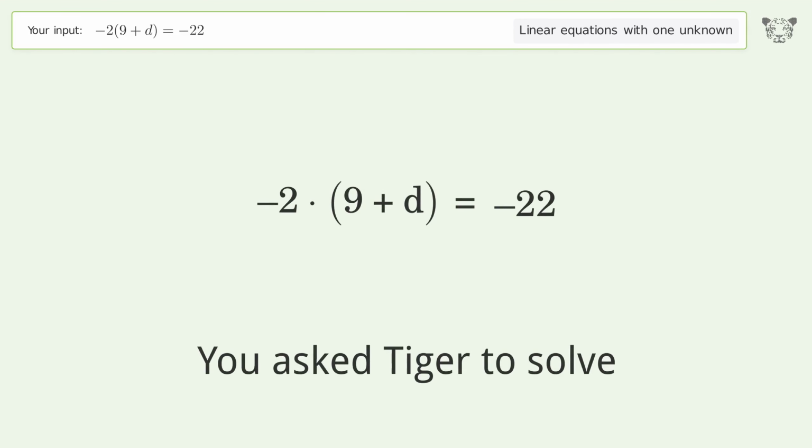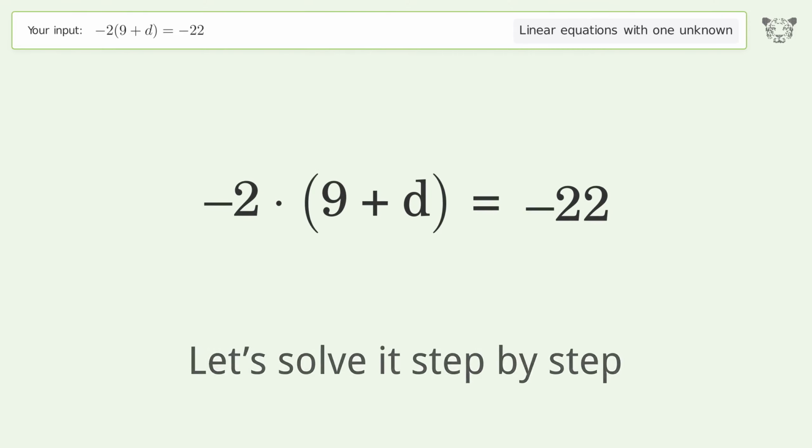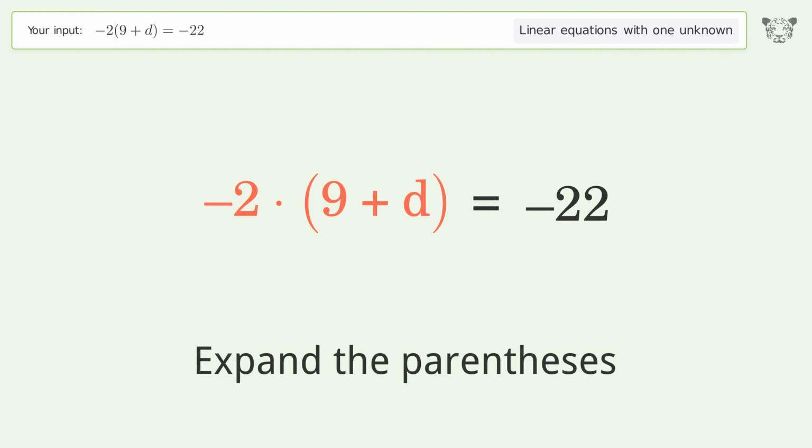You ask Tiger to solve. This deals with linear equations with one unknown. The final result is d equals 2. Let's solve it step by step. Simplify the expression. Expand the parentheses.